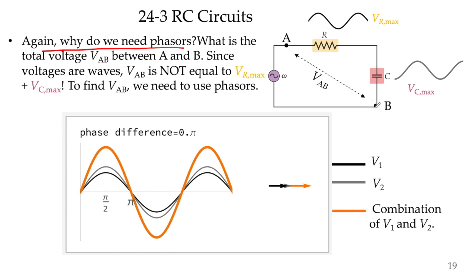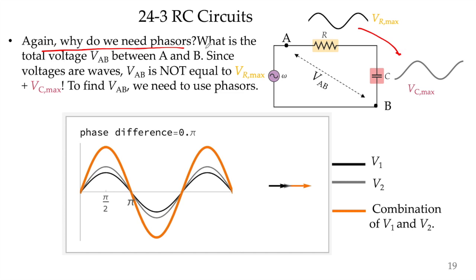If this was a DC circuit, you would add the voltage here, VR, plus the voltage here, VC, right? But because this is an AC circuit, you cannot really add the voltages. The reason is that the voltages are actually waves. They're not constant. Maybe the voltage here is like this, and the voltage here is like this. They are not becoming positive and negative at the same time. There is a phase difference between them, so you cannot really add them up arithmetically.